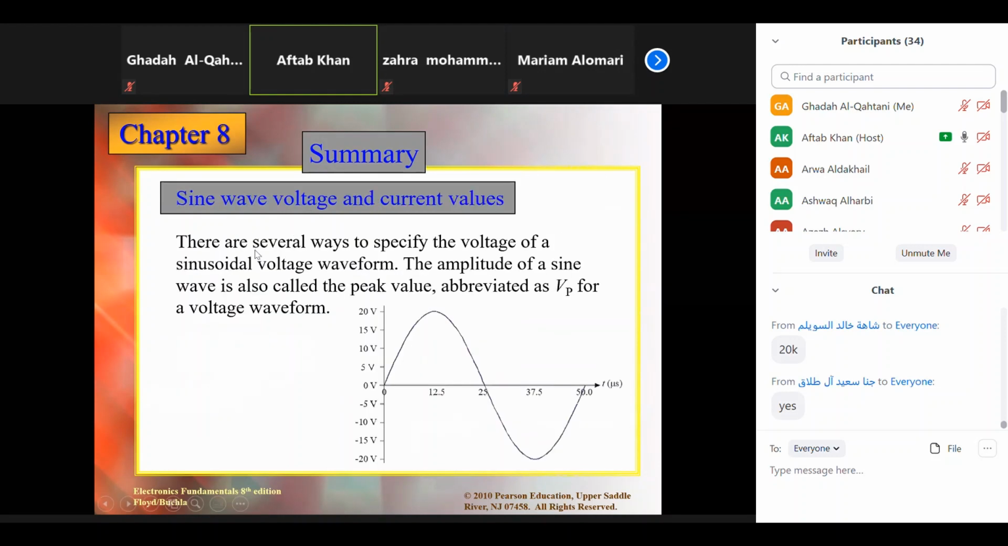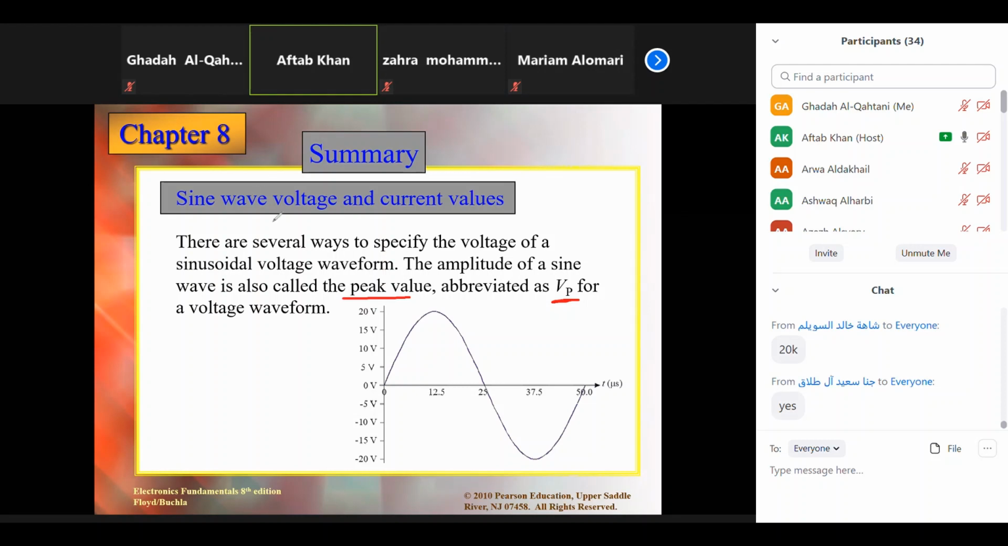All right. Now sine wave voltage and current values. So see now, guys, as I already mentioned to you, amplitude is also called the peak value. What is called peak value? The maximum value of a waveform, which is also abbreviated as VP, peak voltage. Similarly, I can say IP, current peak. This is peak voltage, and similarly peak current, which is IP. Both are the same, whether I'm talking about voltage or current. I'm explaining VP, and you can understand IP in the same way.